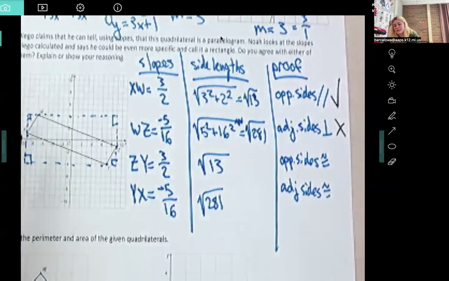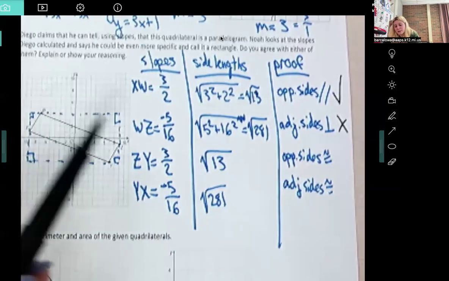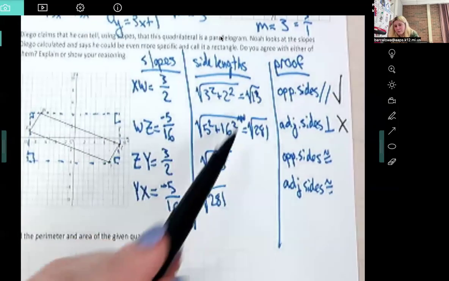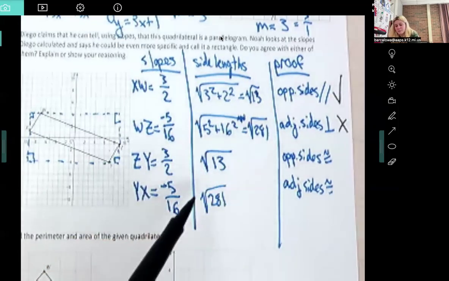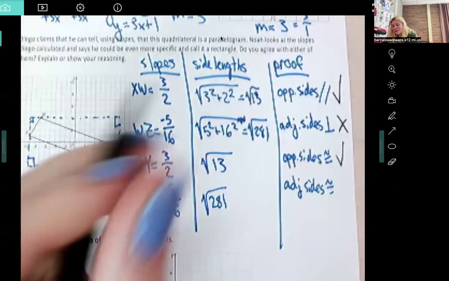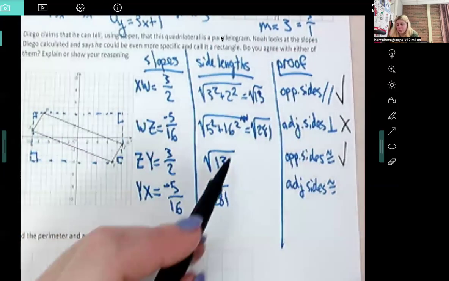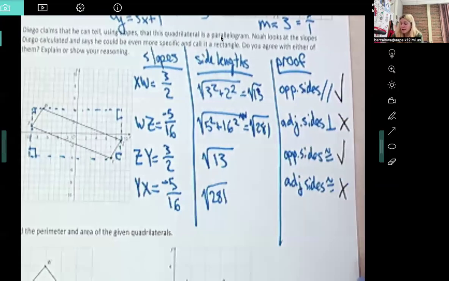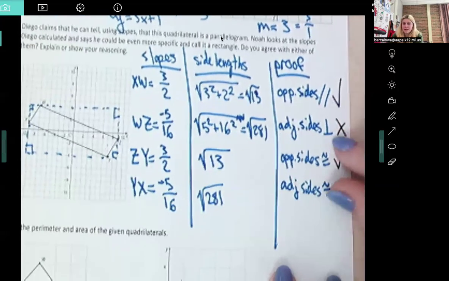Hey, are my opposite sides congruent? Okay, so XW and ZY. Yep, those are congruent. WZ and YX are also congruent. Good. Are my adjacent sides congruent? No, we got different lengths happening here. Okay, so with all of these features, this cannot be a rectangle.